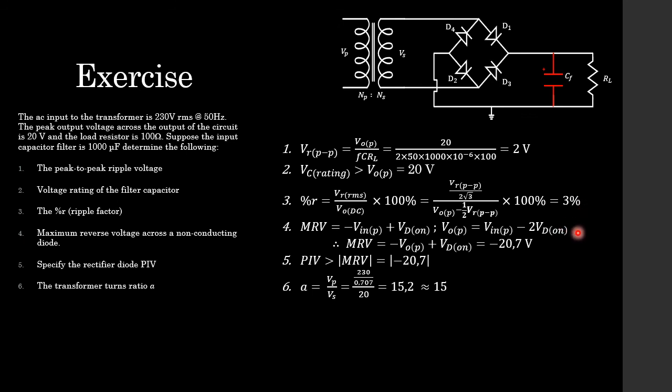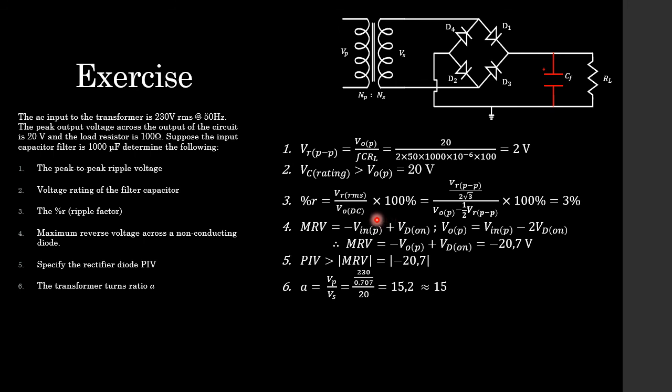Next up, maximum reverse voltage. That's basically the biggest voltage a non-conducting diode is going to see on the N-side terminal. And we know that that's going to happen at the peak or the negative peak of our input. So that's why our MRV is equal to minus V in peak plus our diode on voltage.